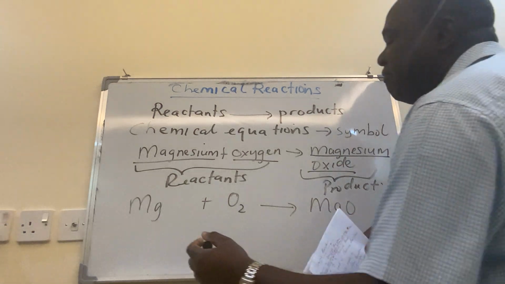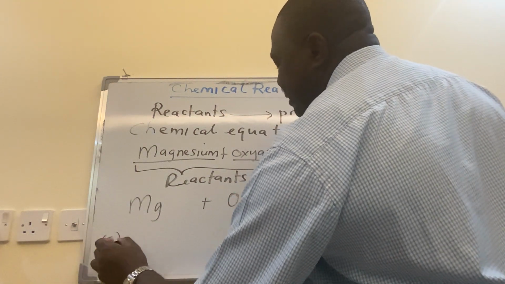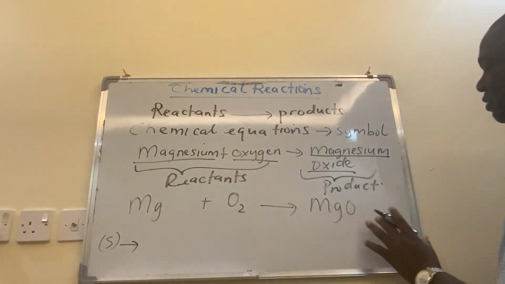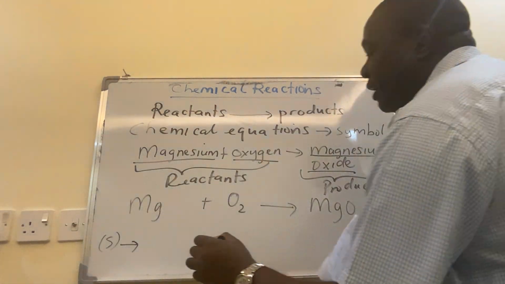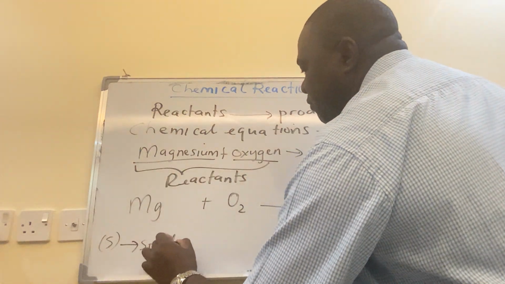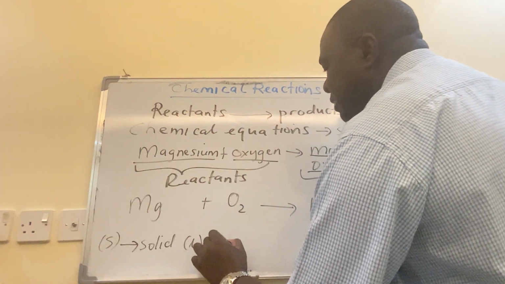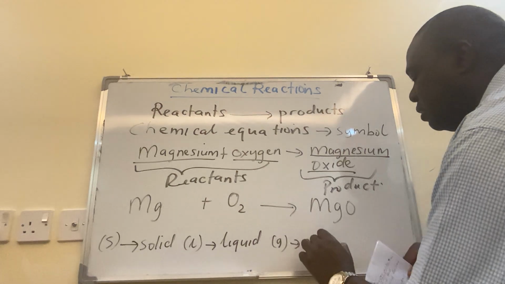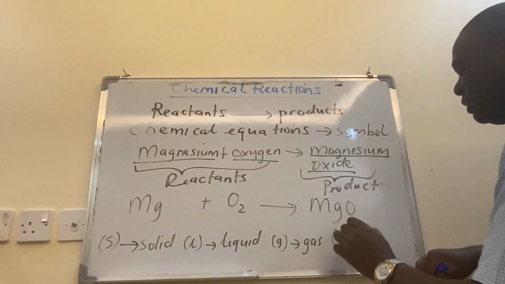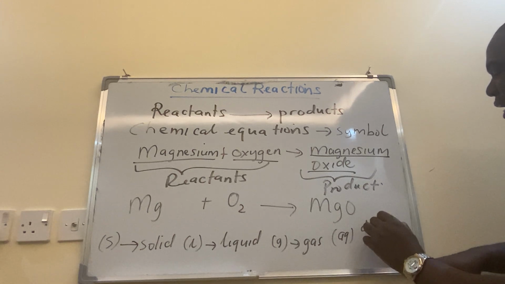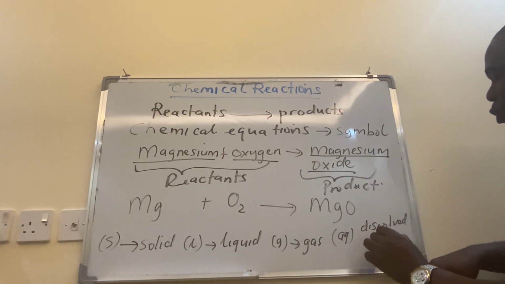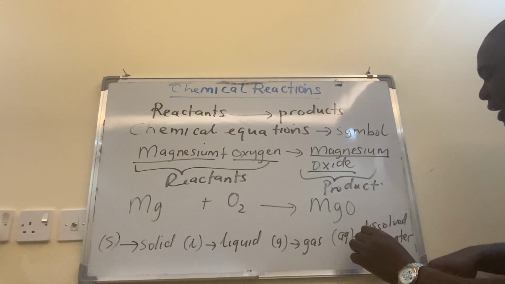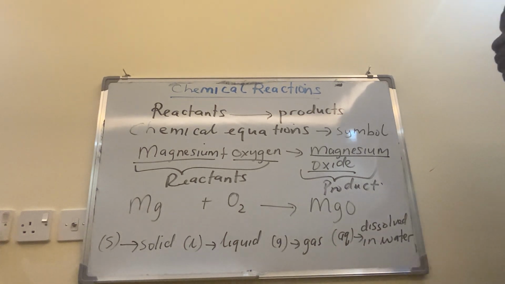Basically we have the following. You'll find S. I'll come back to this equation. I just want to define some symbols that we use in chemical reactions. We can have S standing for solid, L standing for liquid, and G standing for gas. And then some of the substances will be AQ, meaning they have been dissolved in water. So we can have AQ.